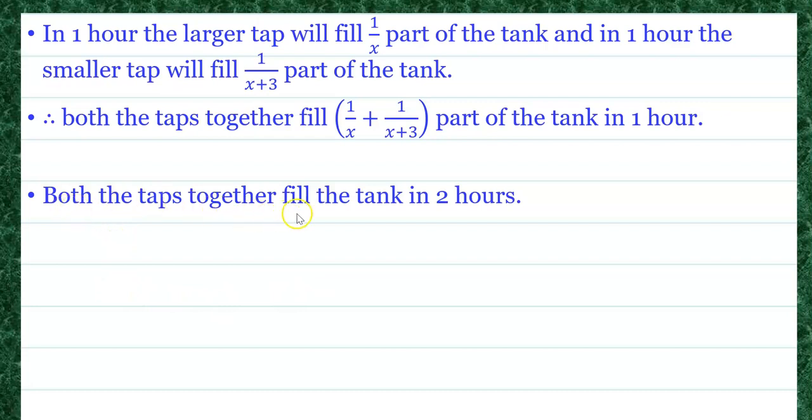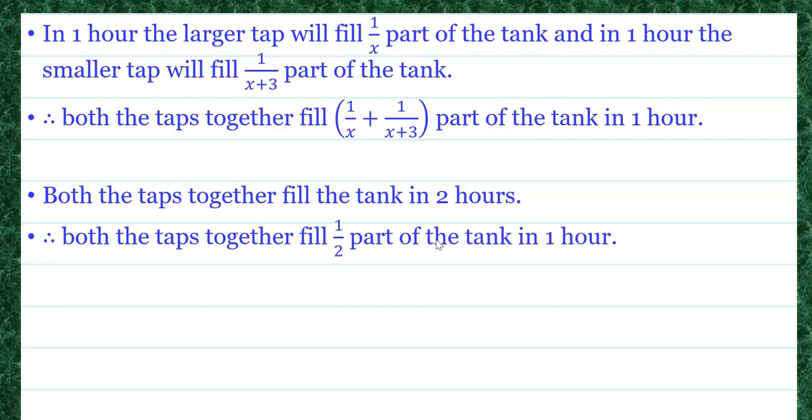Both the taps together will fill the tank in 2 hours. And both the taps together will fill 1/2 part of the tank in 1 hour. And therefore 1/x plus 1/(x plus 3) is equal to 1/2. This is the most important thing. Here we will do cross multiplication. That is 1 into x plus 3, 1 into x, upon x into x plus 3, is equal to 1/2.